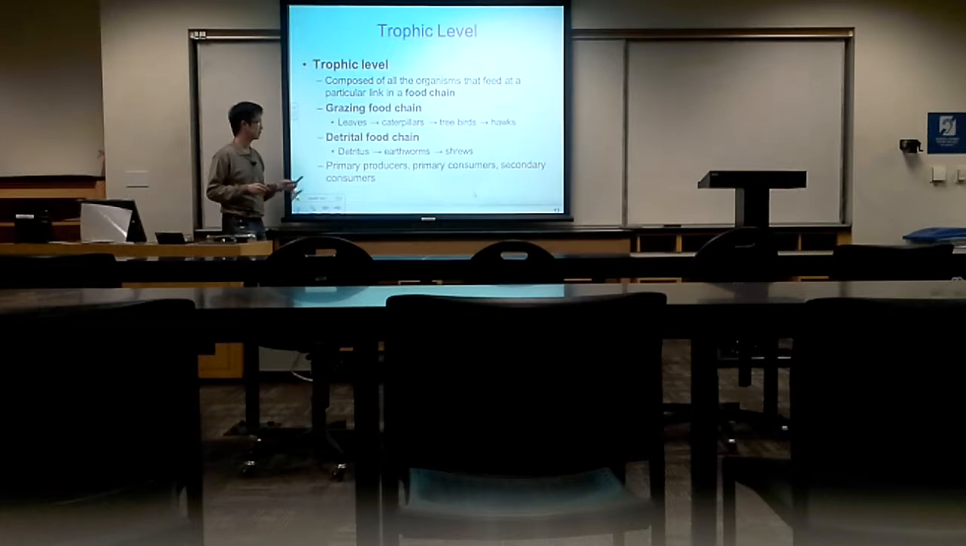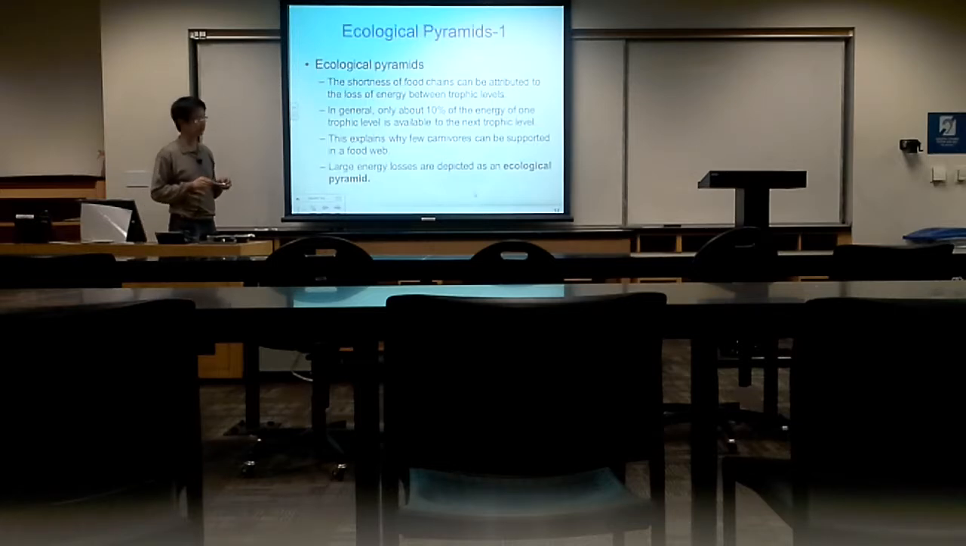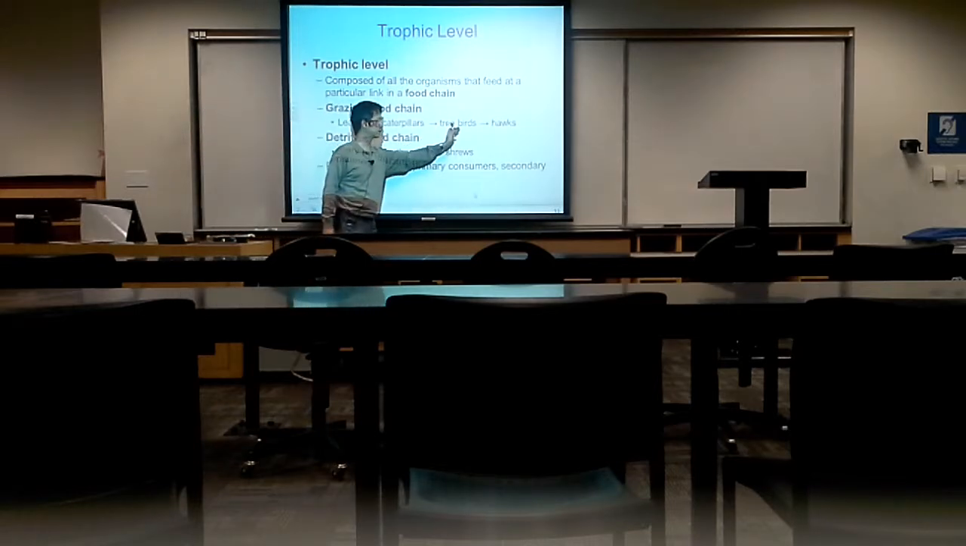Detrital food chain: detritus, earthworm, and then shrews. And then we have primary producer, primary consumer, secondary consumer. I already went through this, and then the ecological pyramid. In the food chain you can have the loss of energy between each trophic level. What is a trophic level? I didn't talk about trophic levels. Each of these we call a trophic level.